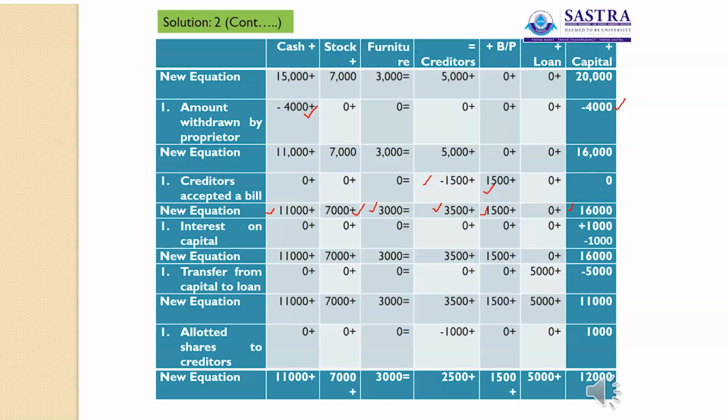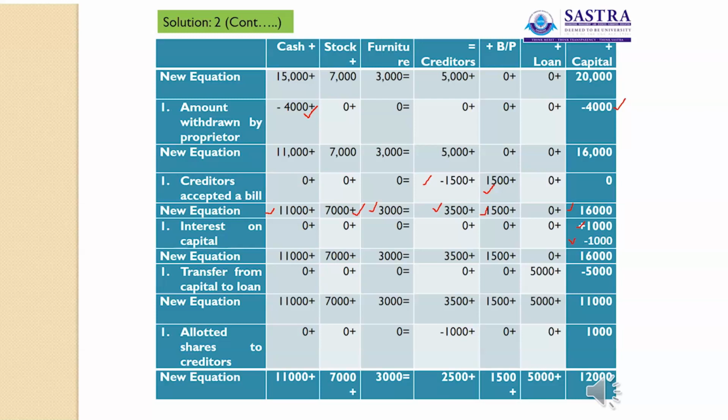The next one is interest on capital. Interest on capital is an expense for the business, so profit is reduced by that amount, and since interest on capital is an income for the proprietor, it is added to the capital. There are two effects here. Okay, so here interest on capital, add, this is the income for the proprietor, so add 1,000 rupees. It is the expense for the business, so minus 1,000 rupees.